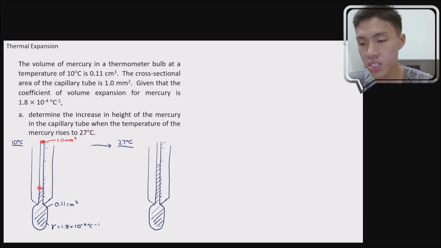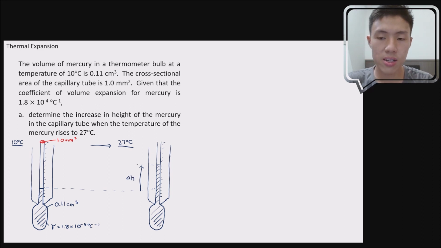So what happened is this mercury inside the thermometer bulb, when it experiences a heating up process, will experience expansion. The volume of the mercury will expand, and because the volume expands, it will rise in this capillary tube, and they are interested to know the increase in height. How much is the increase in height from the initial level to the final level? What is its change in height? So we are clear with the situation.